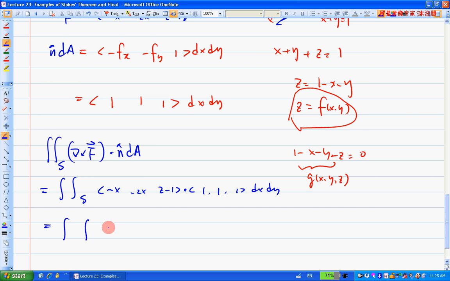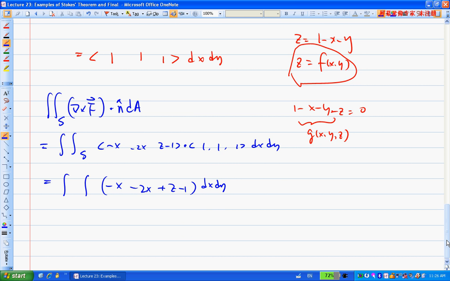And dotting product, negative x plus negative 2x minus negative 2x, and then plus z minus 1 dx dy. I'm not putting any limits here yet. So this is the s here. So overall negative 3x plus z minus 1 dx dy.